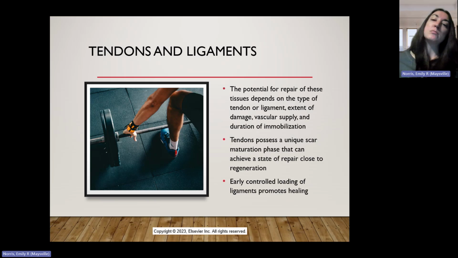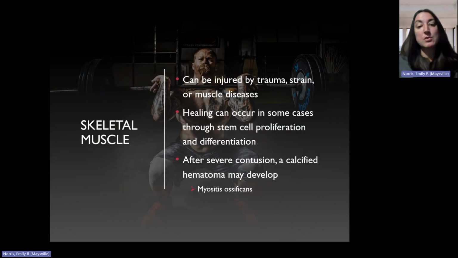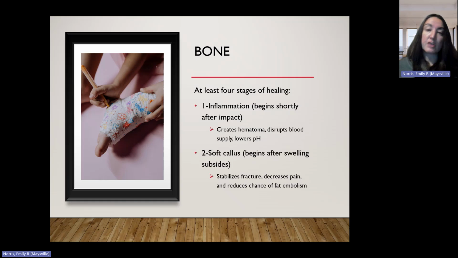Skeletal muscle just depends on the trauma and how they're healed, and it can occur through stem cell proliferation and differentiation. However, if there's really bad damage to the area, sometimes a calcification can form, called myositis ossificans, like a bone fragment in the muscle, which is hard to break up and can cause pain and decreased strength and function.